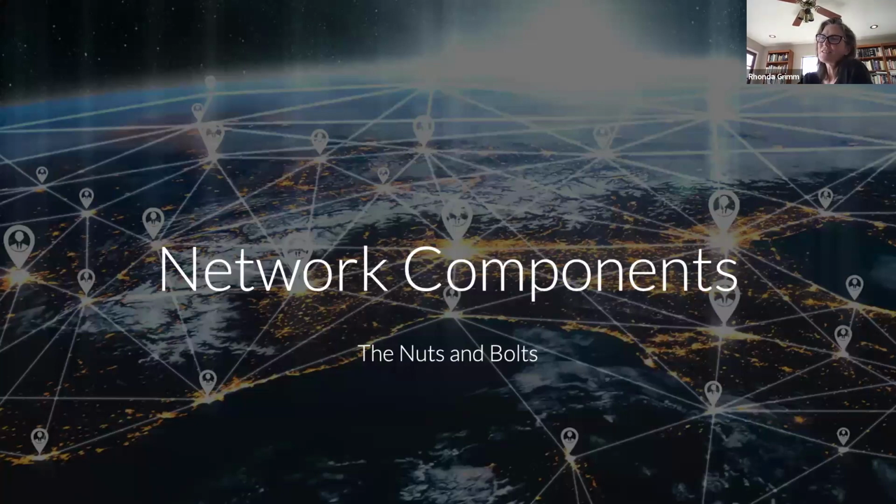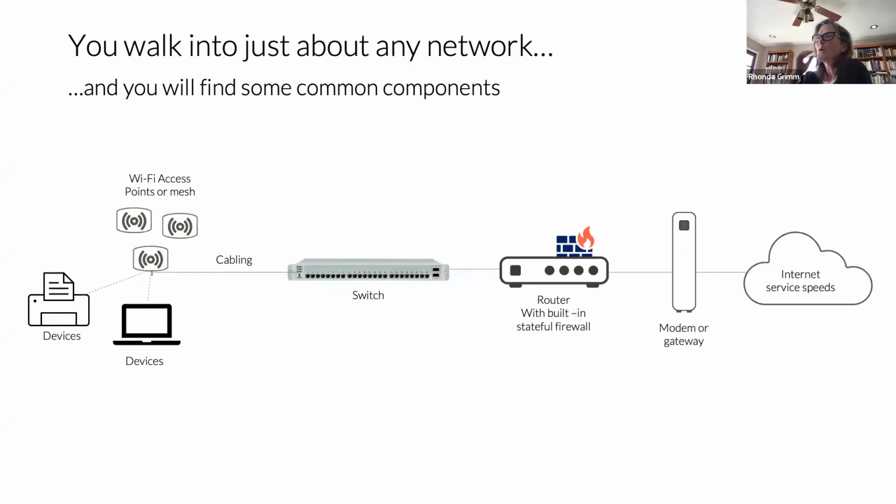Networking components. These are some of the nuts and bolts that hold this thing together. So you walk into just about any network and you're going to see devices connected in the LAN. You're going to see a Wi-Fi access point that lets the wireless devices talk to each other. You're going to see some cables, probably see a switch. You've got a router, and then you have a modem, and it goes out to the internet. So let's look at all of these things.